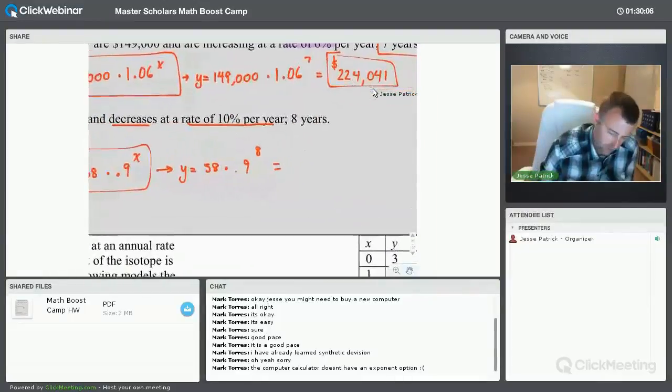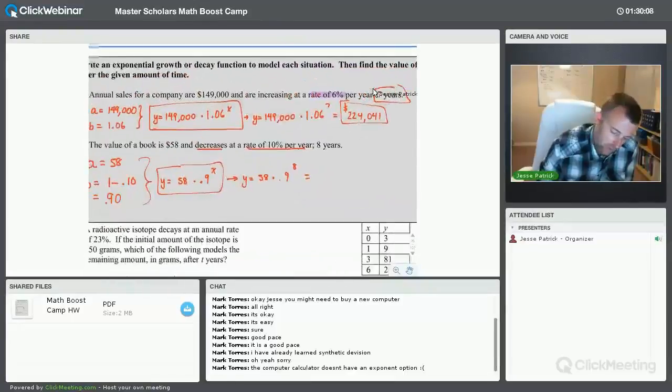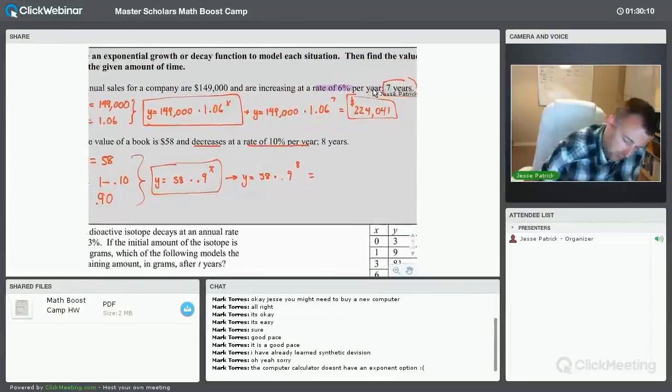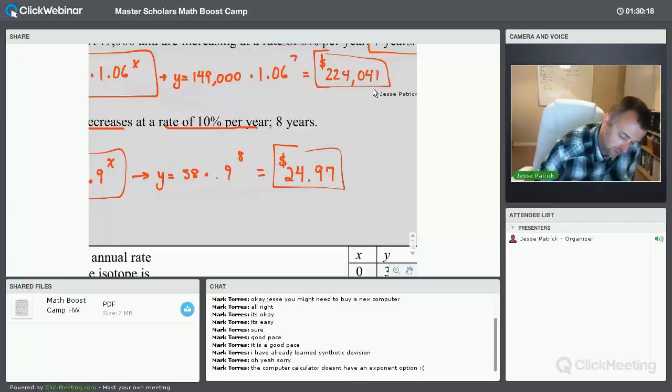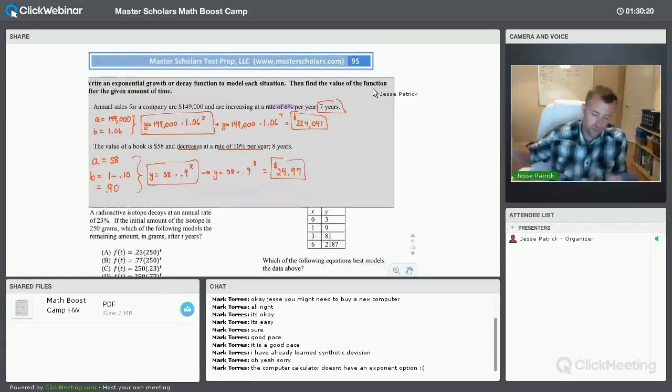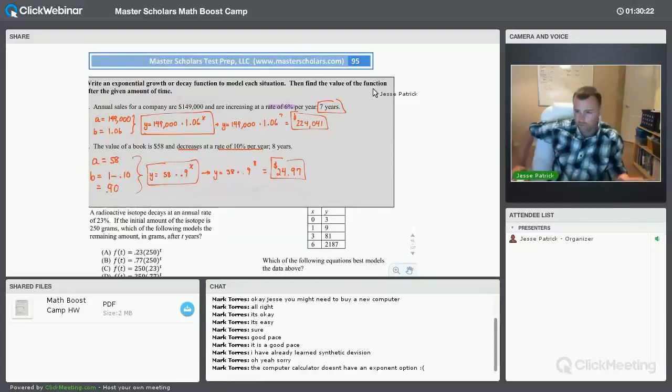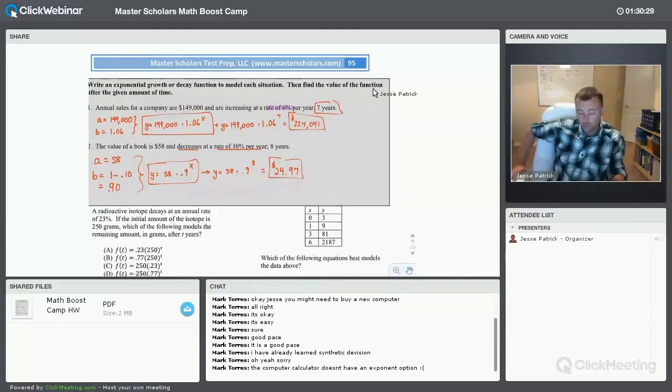I'll round this one off to the nearest cent. So in 8 years it's going to go down to $24.97. Again, your answer should somewhat make sense. I mean, you start at $58, you're going down 10% a year, 8 years. It makes sense. You'll probably be around that point after 8 years has passed.